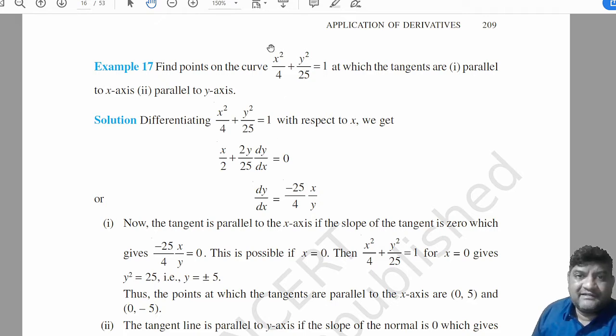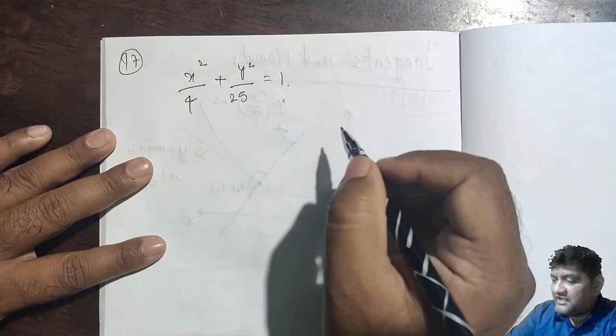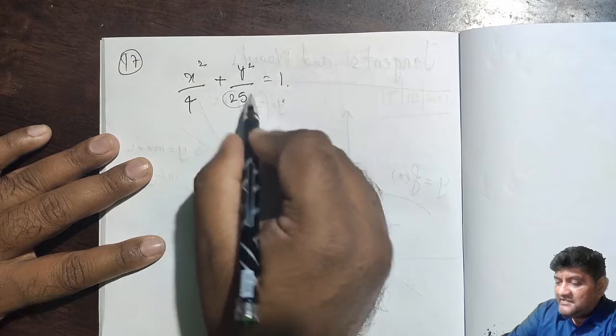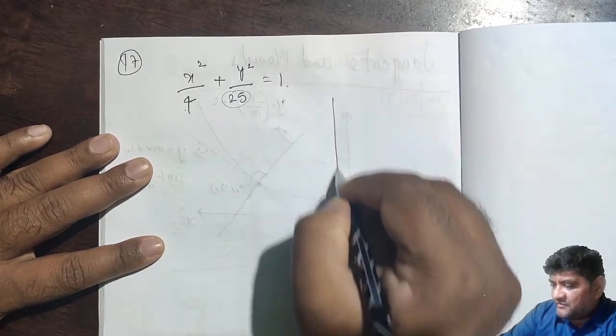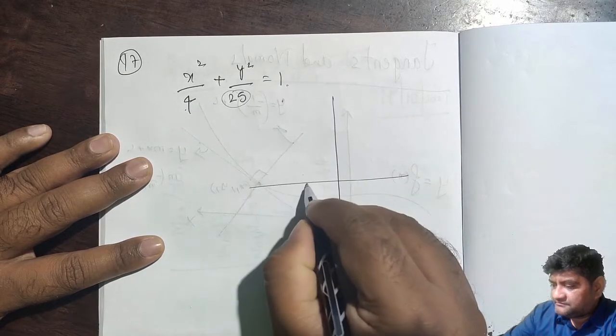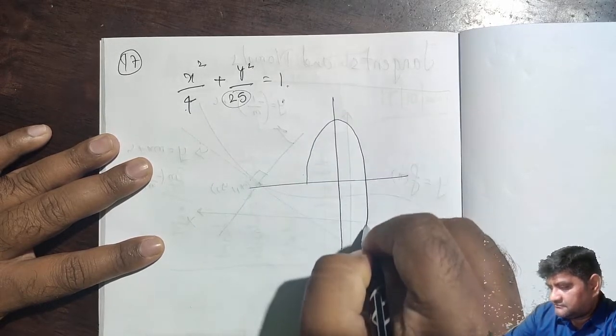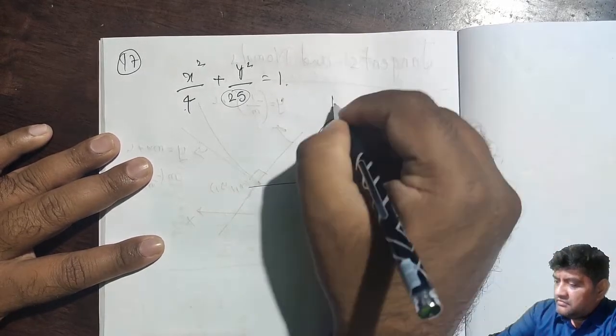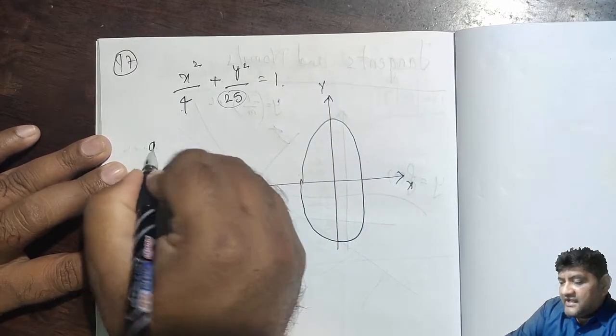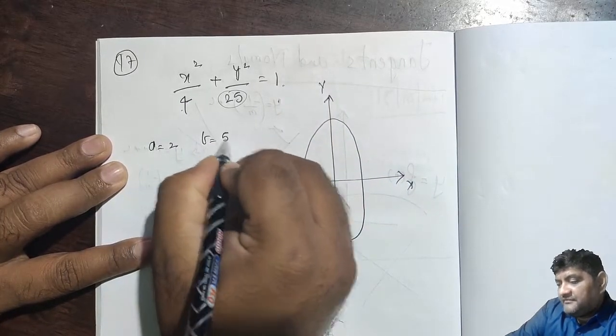What I'm going to do is this: x squared by 4 plus y squared by 25 equal to 1. Now that's the equation of an ellipse. And I know that b square is greater than a square, and therefore I also know that this is going to be a vertical ellipse. That's all. Now, what I also know is that a is equal to 2 and b is equal to 5.